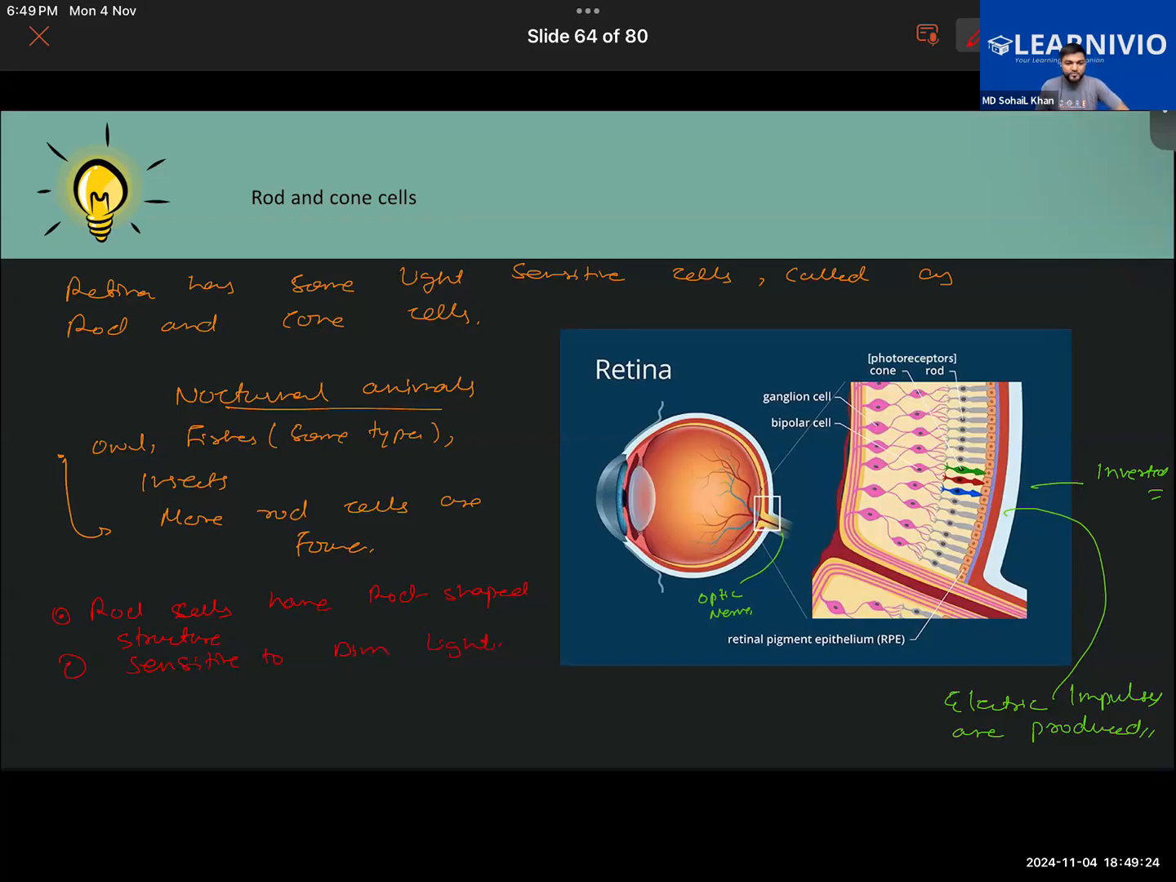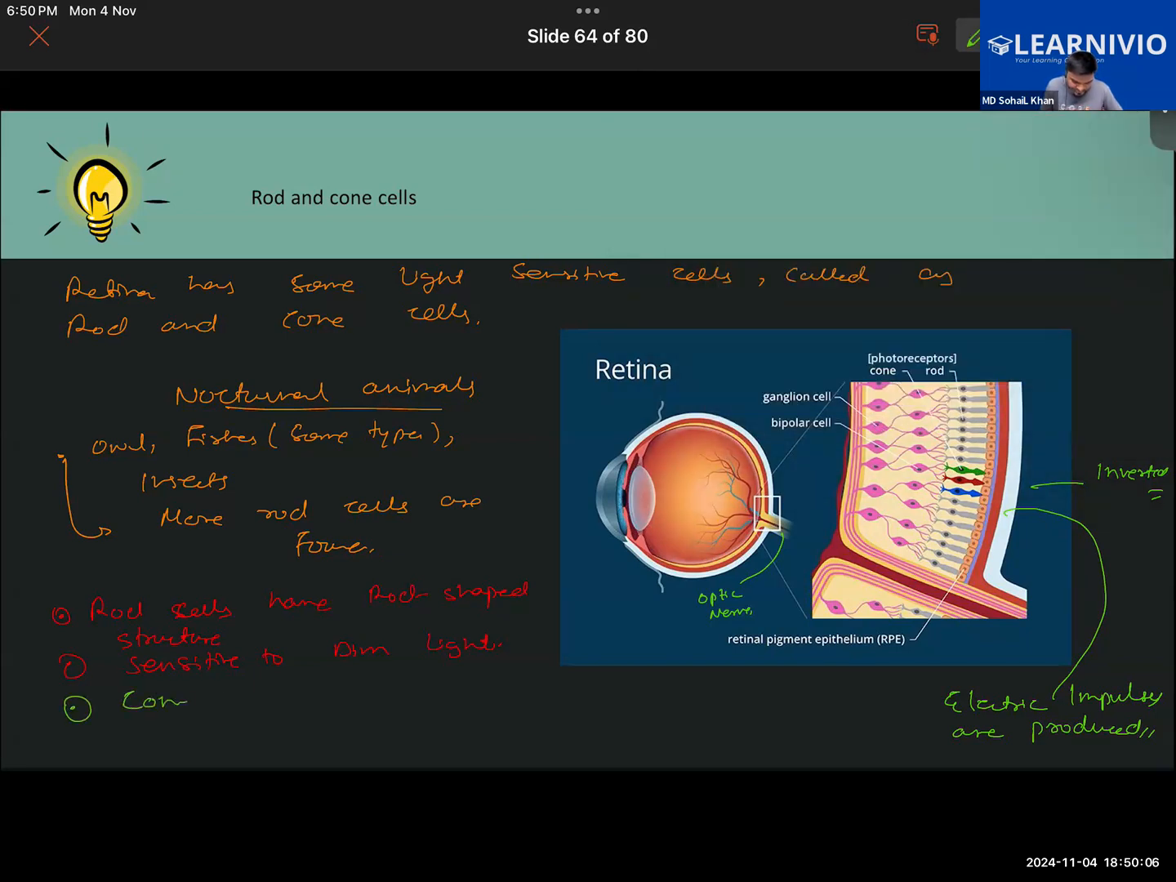However, although the rod cells are present in the retina, they will not provide you information about the color of the object. Consider, for example, when you enter a dark room at night, are you able to identify the color of the objects in the room if the light is gone, or if the bulb is switched off? No, sir. So the rod cells will not provide you information about the color of the object. That is one thing.